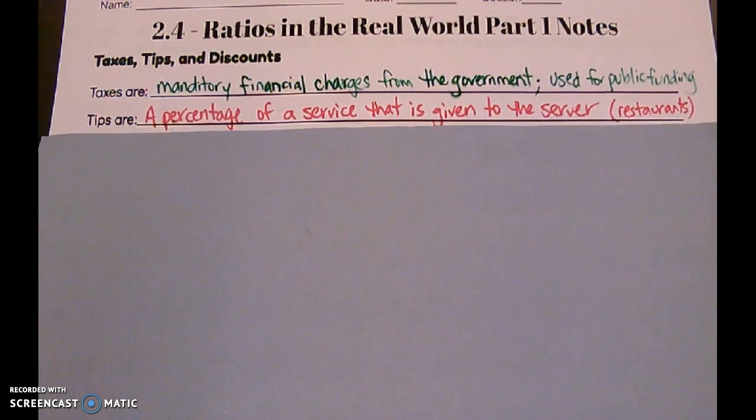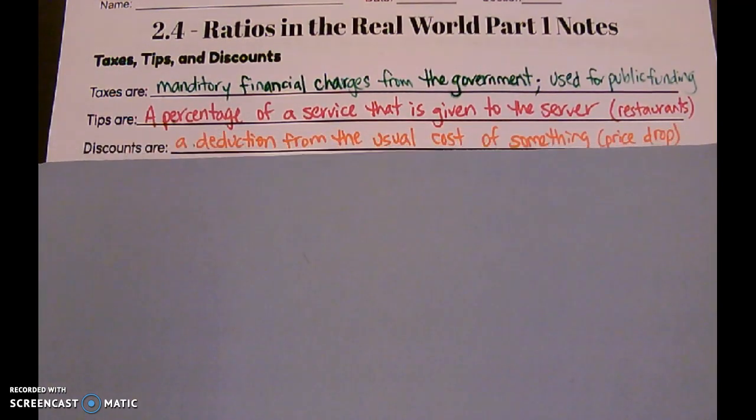Next are tips. Tips are essentially a percentage of a service that is given to the server. And oftentimes we see tips in restaurants. So typically, in a restaurant, you may be asked to give a 15% tip to your waiter or waitress, which is where you would just calculate what 15% of your total cost was, and that would be what you would tip your waiter or waitress.